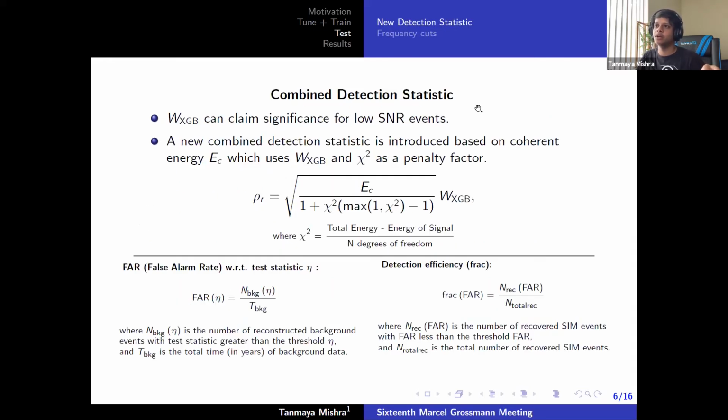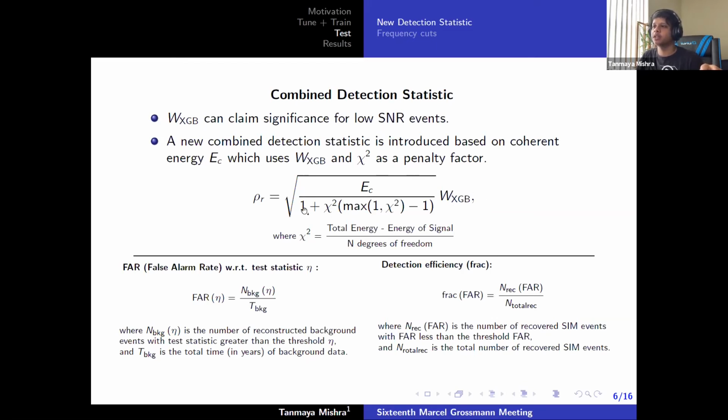We also propose a new detection statistic. We do not directly use the machine learning output WXGB as the detection statistic because it can claim significance for low SNR events. So what we do is we use coherent energy, EC, which is a summary statistic estimated by CWB, as the primary detection statistic, and we use WXGB and chi-square as penalty factors. The detection statistic expression can be seen here.